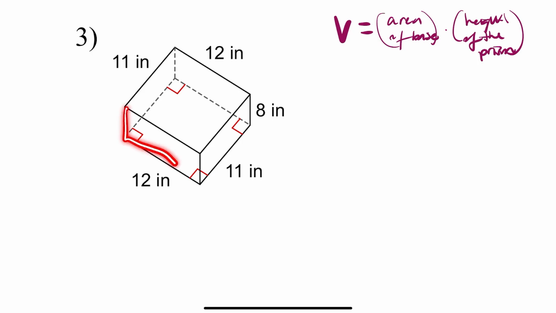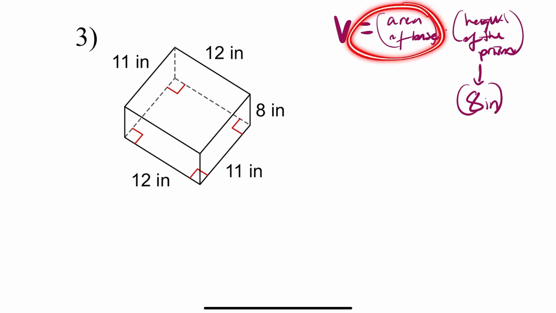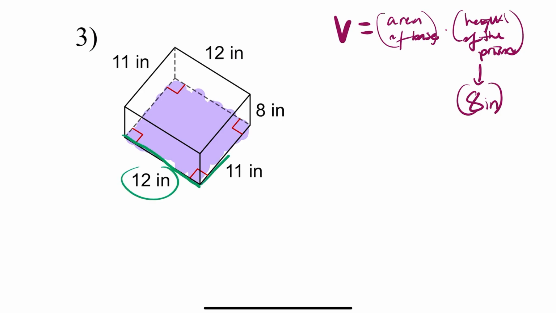So you're looking at this whole 3D shape. It looks like the height here is 8, right? How tall it is, 8. So I'm going to go ahead and just write that in already. So 8 inches is the height. Cool. Now I just have to worry about finding the area of one of the bases. I'm going to go ahead and highlight the bottom one for myself. Cool. And it looks like the dimensions are 12 and 11.